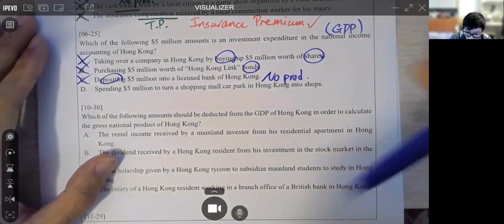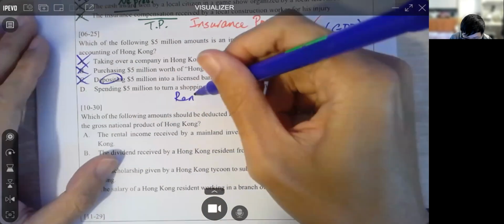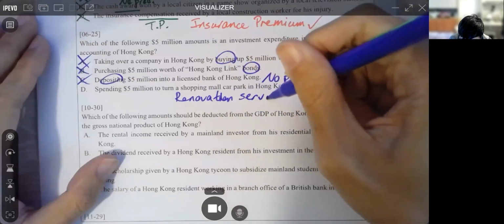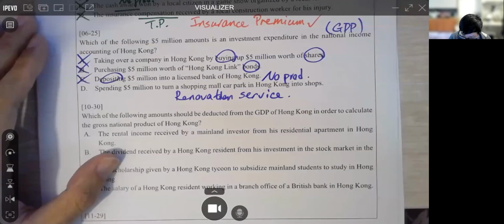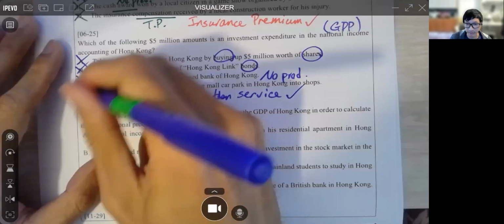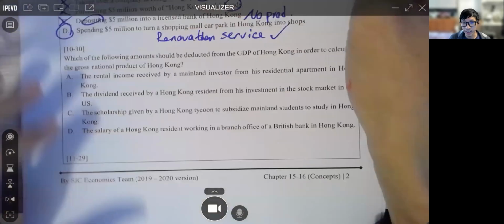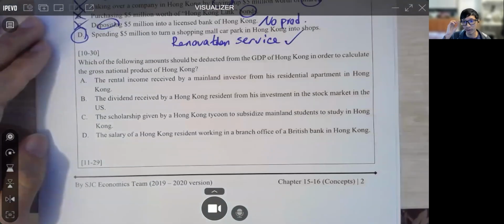This is a renovation service. Isn't there production in a renovation service? Yes, this is going to count. Okay, now one more year of CE and hopefully we can move on to DSE.